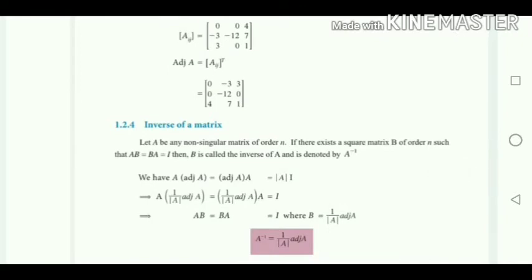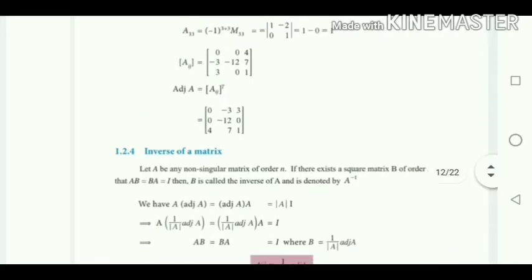The adjoint of A is nothing but the transpose of A ij. A ij means first you have to find the cofactors. For that cofactor matrix you find the transpose. Then you get the adjoint of A.